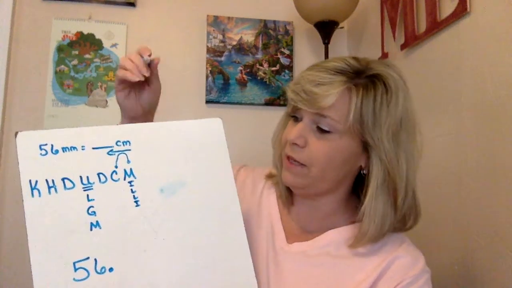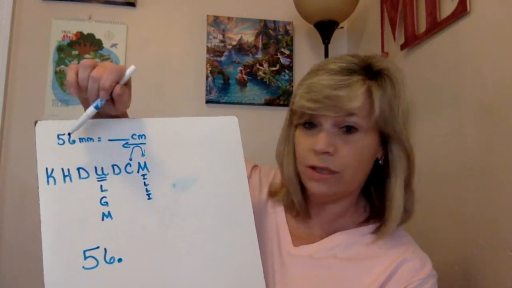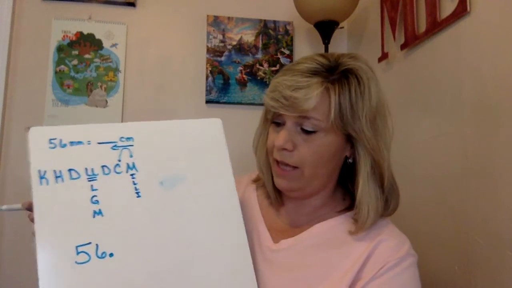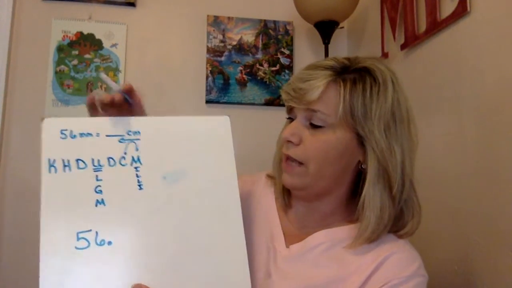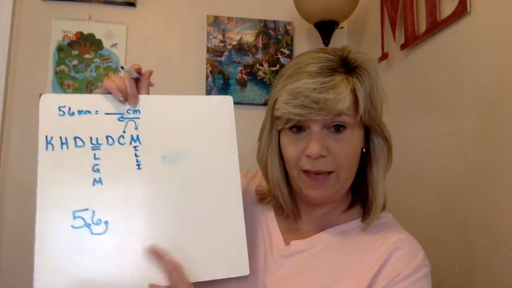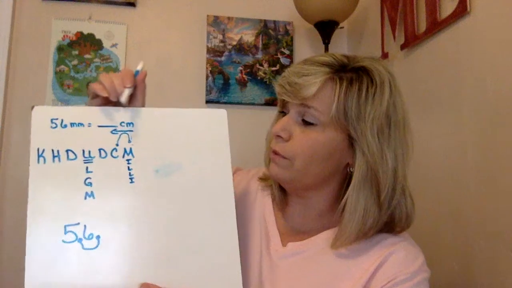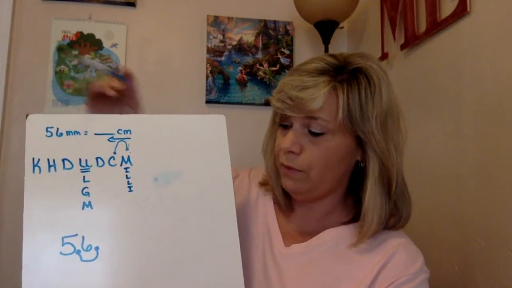I moved from milli to centi, and that was one hop to the left. So I'm going to take that decimal and move it, except we're going to do scoops. So we do hops up here and scoops down here. I'm going to scoop the decimal one scoop to the left. However many hops we take up here, we have to take that many scoops on the bottom. If we're moving to the left, we still move to the left. If we're moving to the right, we move to the right.